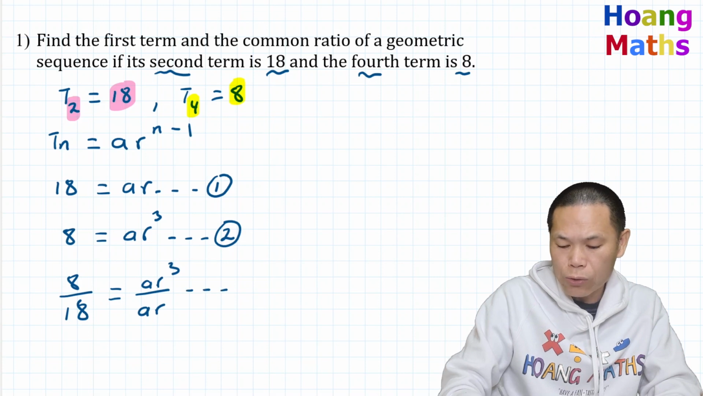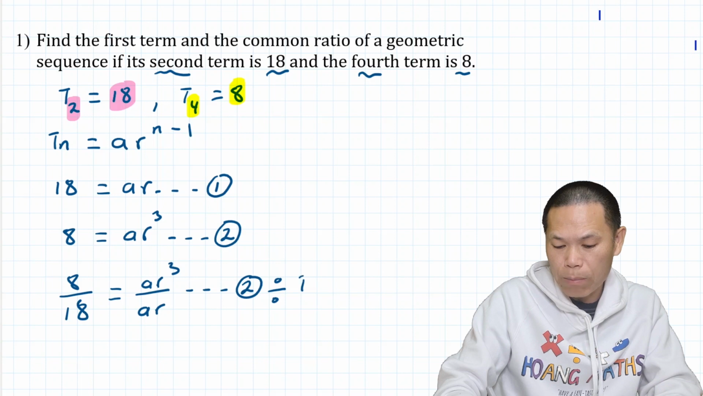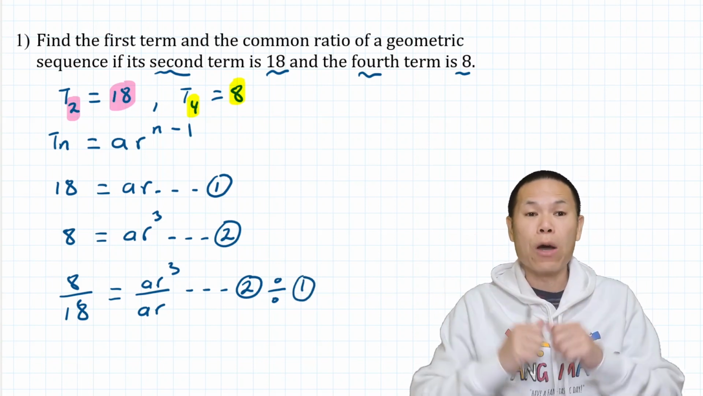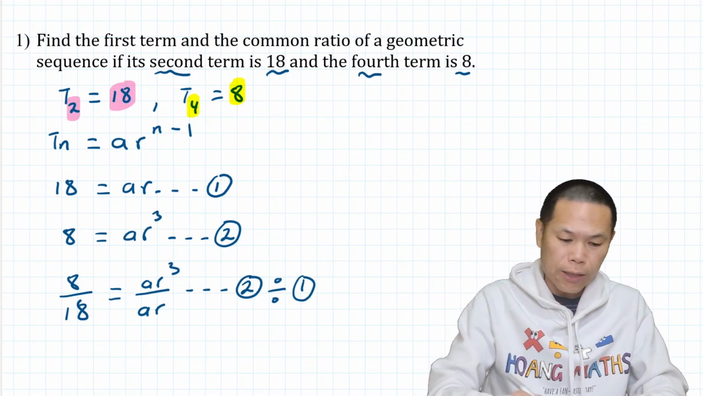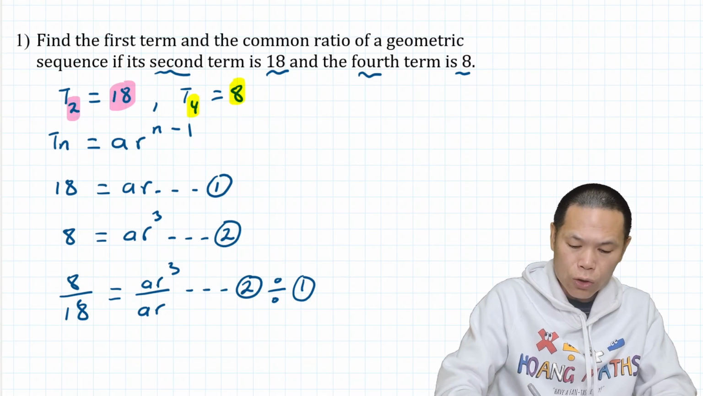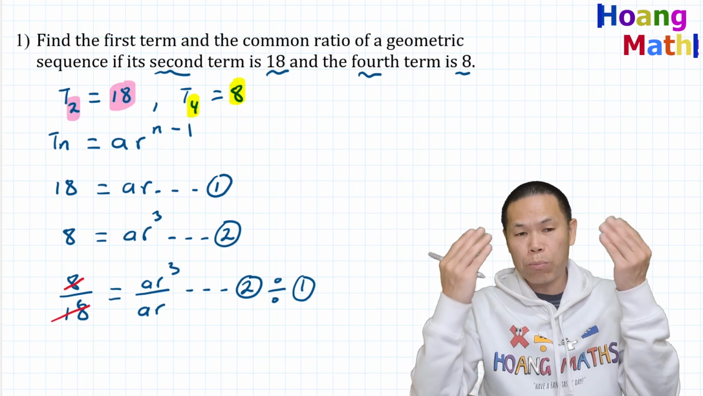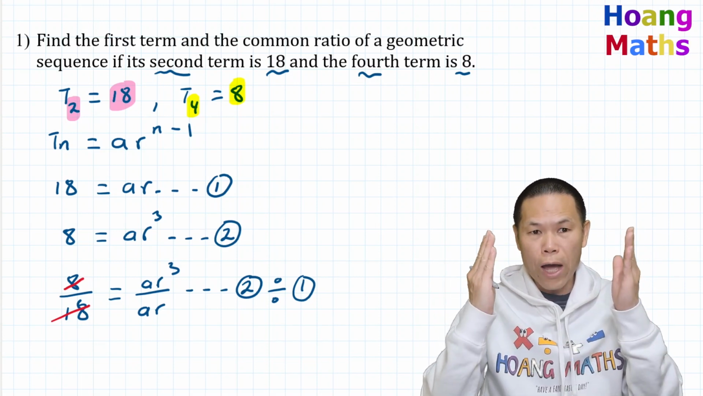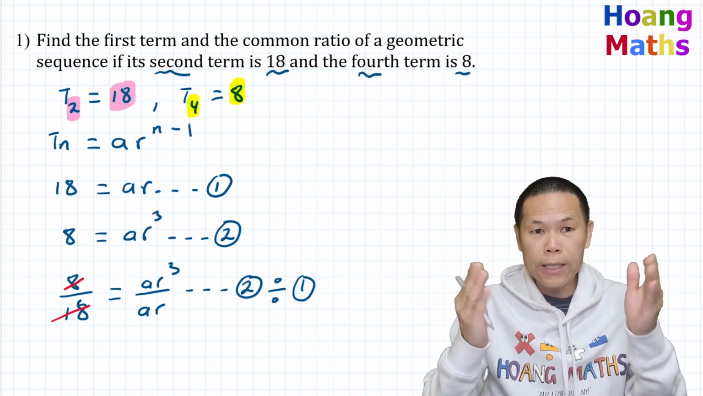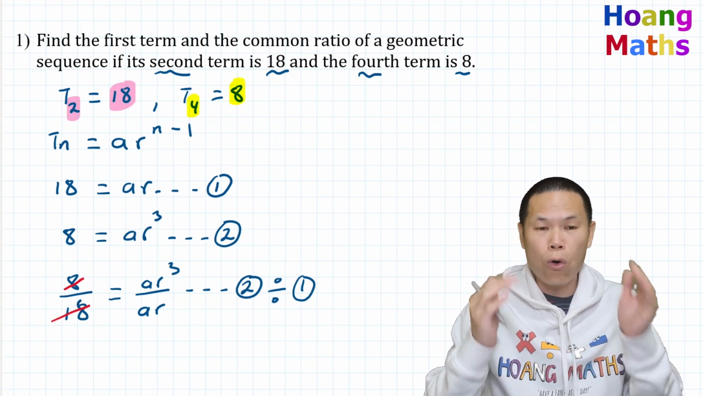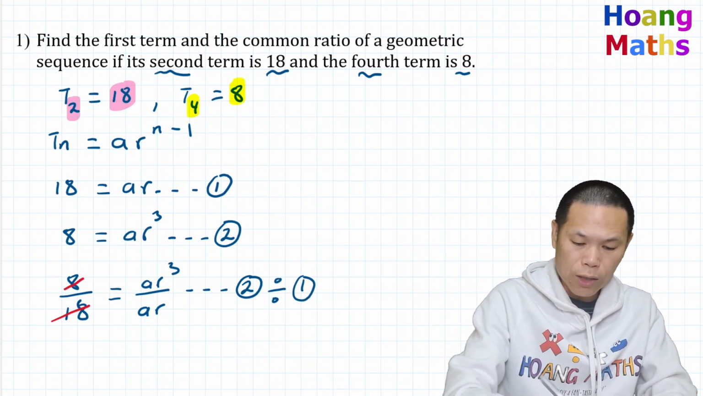So we just use equation number 2 and divide by equation number 1. There you go. Now I just simplify this. I know that 8 over 18, so we can both divide by 2. 8 divided by 2 is 4, 18 divided by 2 is 9. So 4 over 9. Let me write this down.